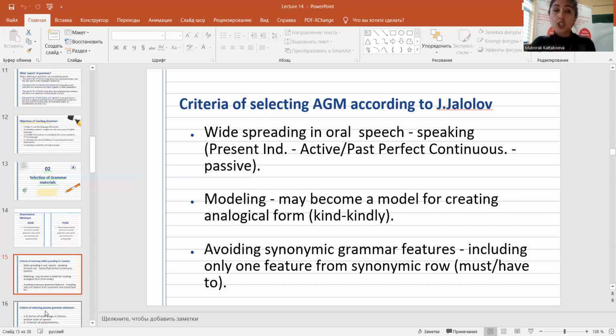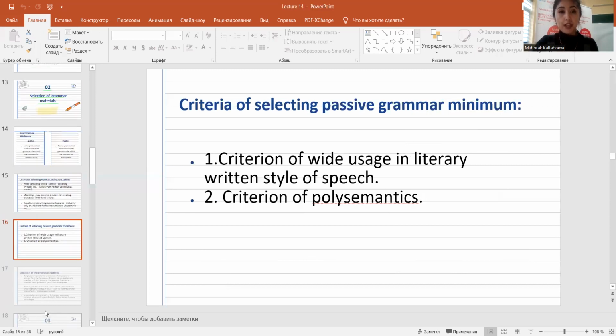And this rule is analogical to many situations in real life. So we will be talking about modeling, and this criterion will be your focus when you're selecting AGM materials. And lastly, avoiding synonymic grammar features. You will be selecting active grammatical minimum according to the features, and your materials should include only one feature from a synonymic row. For example, if it's must, the synonym is have to, and you don't need a long list of synonymic grammatical patterns to be teaching here.